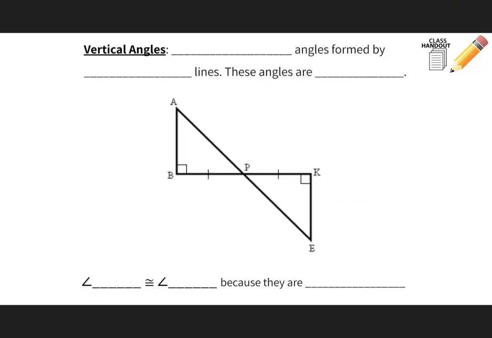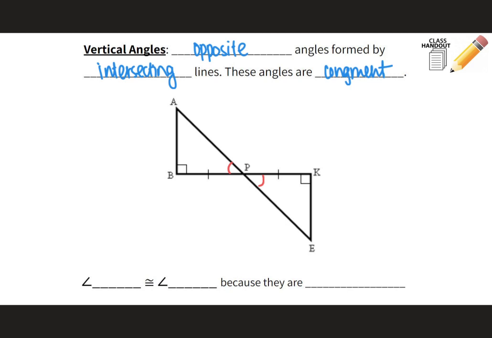Okay, so let's introduce a new vocabulary word, and that word is vertical angles. So vertical angles are opposite angles formed by intersecting lines. Vertical angles are always congruent. So when we're looking at triangles, a lot of times you'll find vertical angles when you see something that looks like a bow tie. The angles that are vertical in this diagram are this angle right here and this angle right here. So it's the opposite angles formed by those intersecting lines.